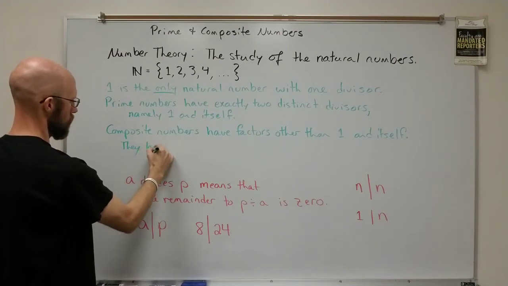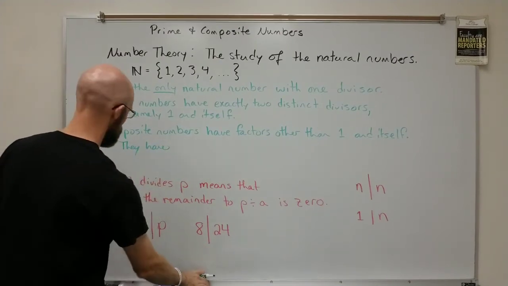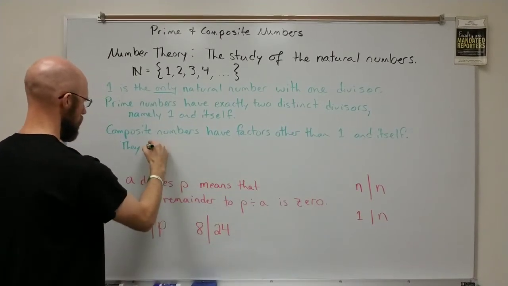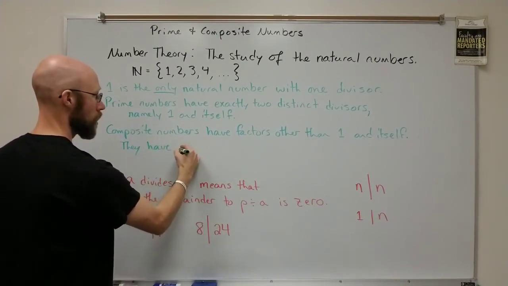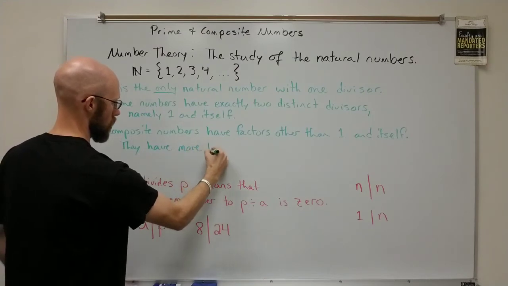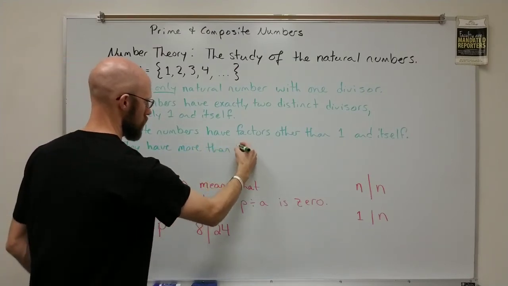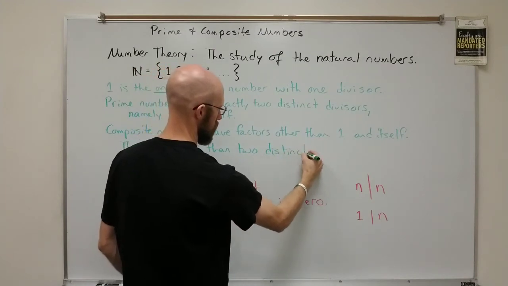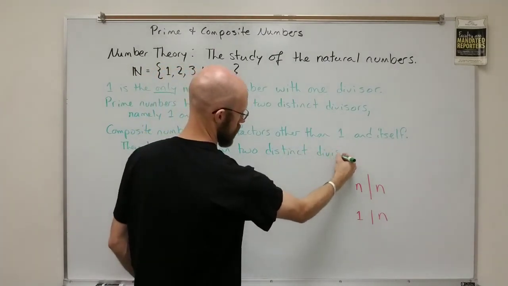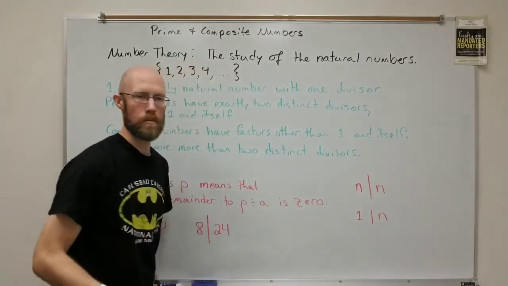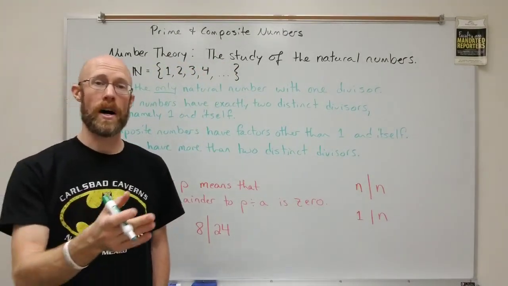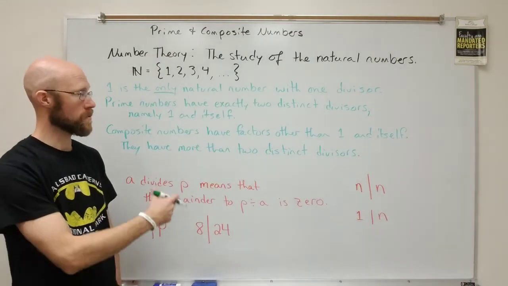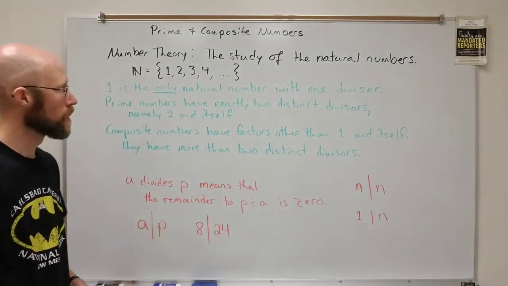So they have, oh boy, I can't write here properly. They have more than 2 distinct divisors. Okay, the number 10, for instance, has 1, 2, 5, and 10 as its factors, so it's composite, as its divisors, I should say.